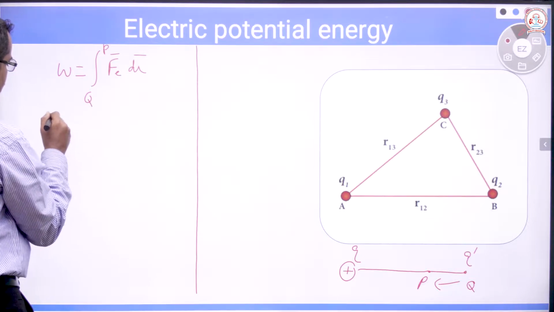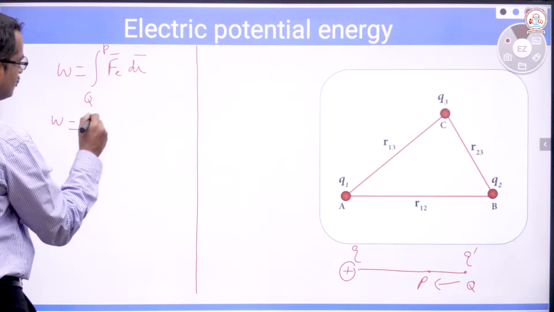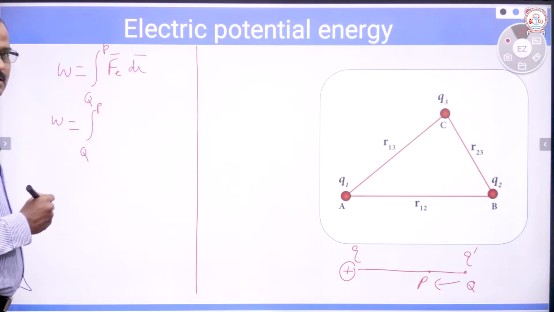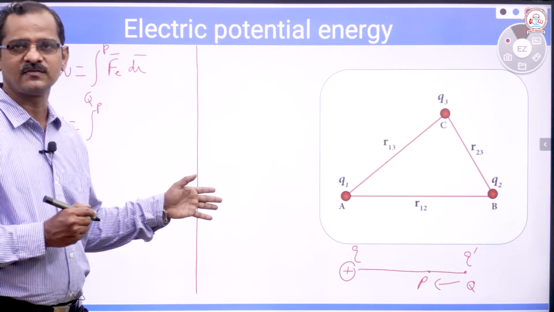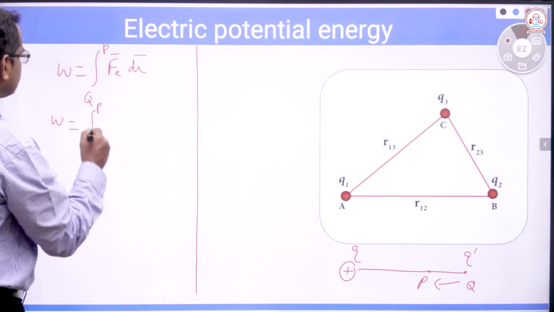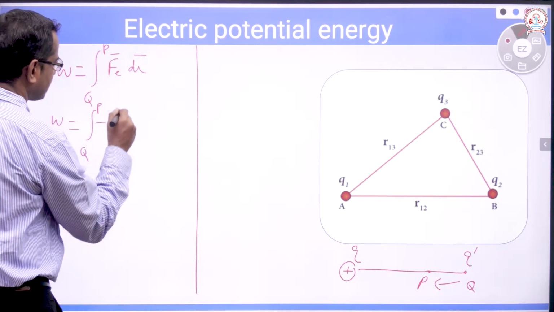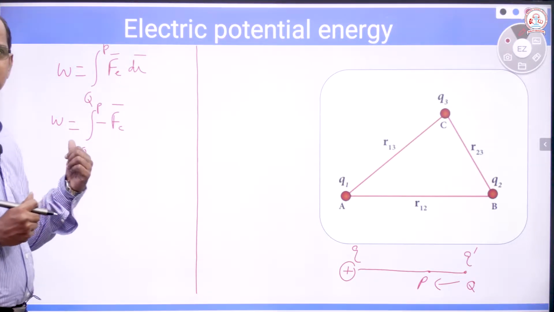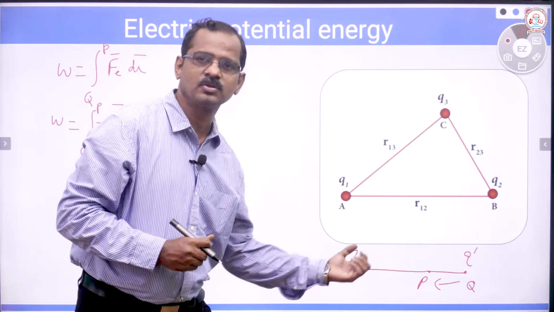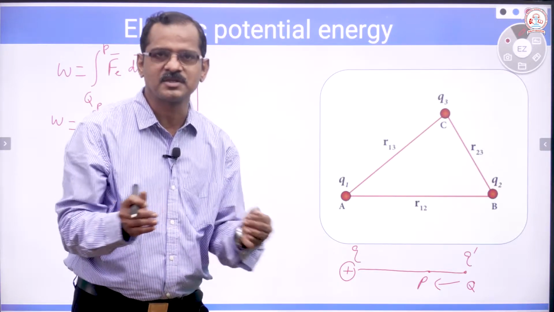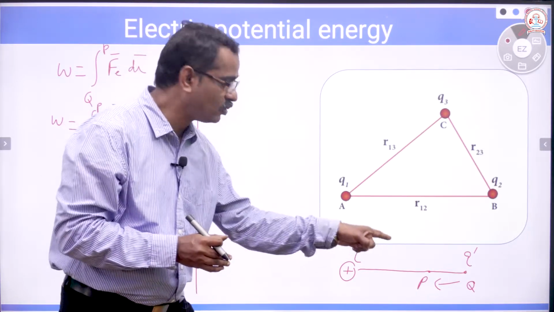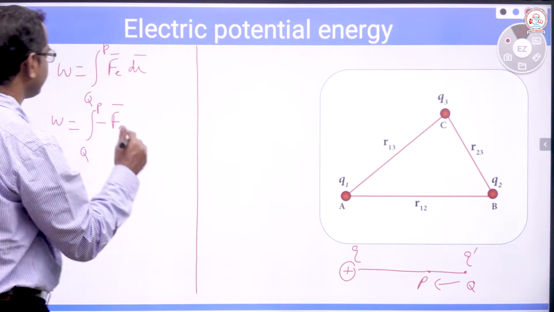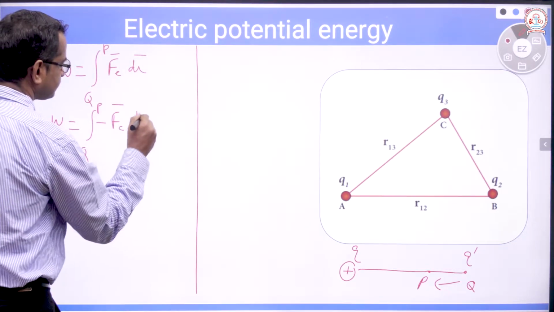This work done is equal to integral Q to P of the force. This force is the electrostatic force, the Coulomb force, that is minus F suffix E. The external force is opposite to the Coulomb force. The negative sign is there because both are positive, so there will be force of repulsion, and we have to do work against the Coulomb force. Therefore, minus sign is there, dr vector.